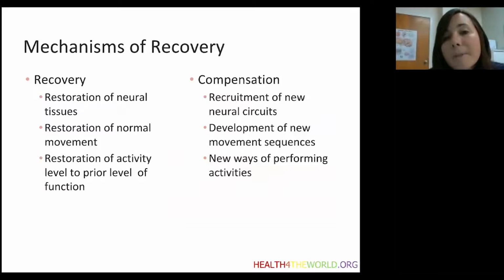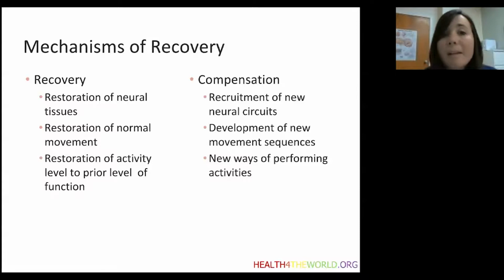We also want to look specifically at the mechanisms of recovery. So recovery, initially in the first 3 to 6 months, we're really looking at the restoration of the neural tissues, the restoration of your normal movement, and then ultimately the restoration of your activity to your prior level of function. This is really where your inpatient acute rehab comes into practice. We really want to make sure that we're paying attention to helping the patient reestablish the connections and networks that they used to have to get back to being able to recruit the muscles the way they normally used to do.